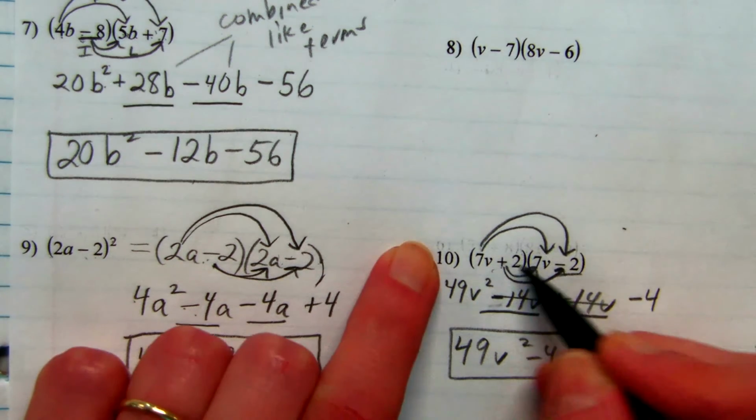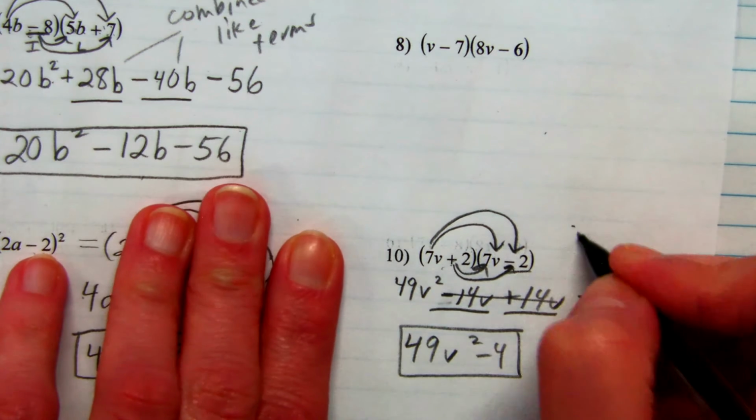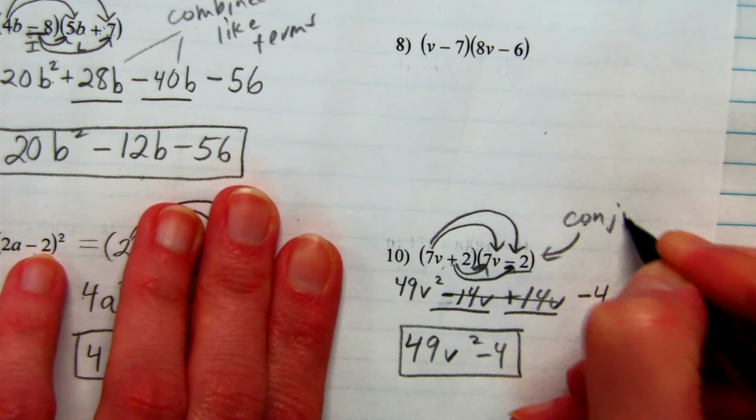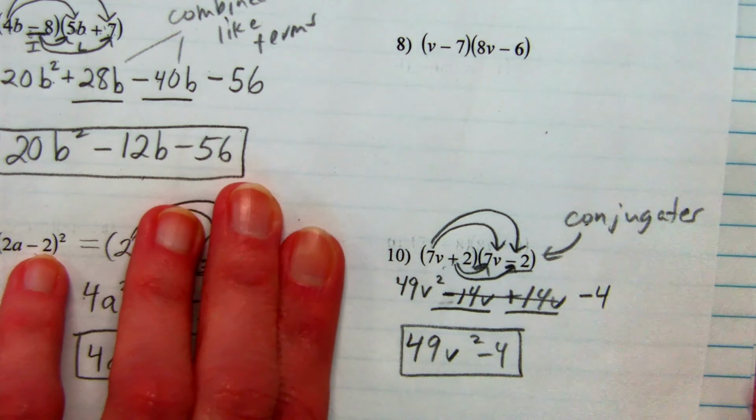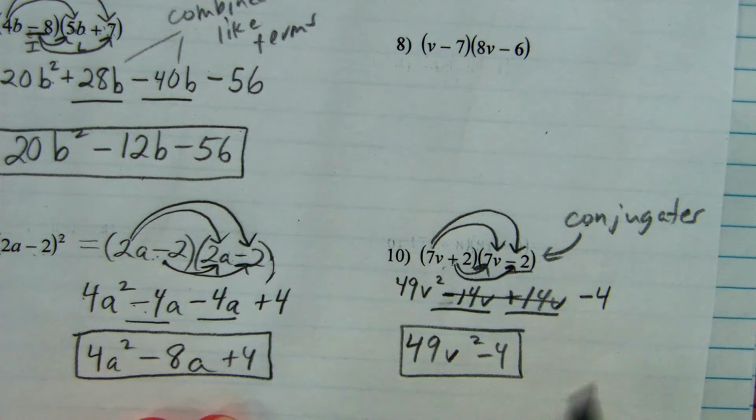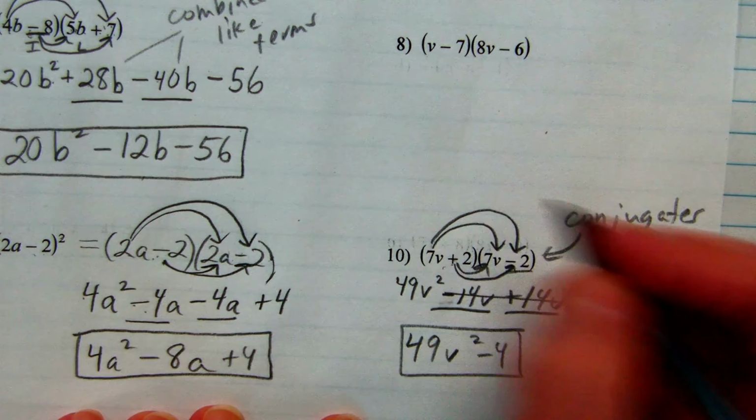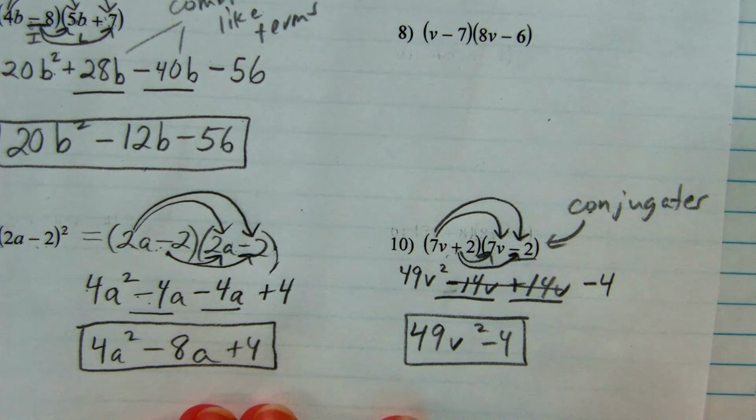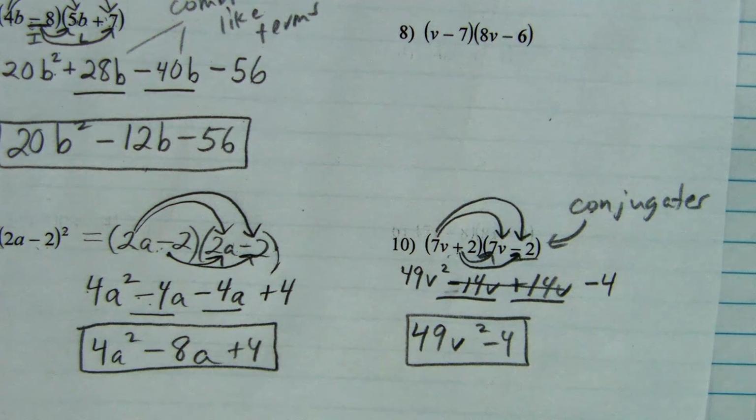So these two binomials that we have right here are called conjugates. It's not important that you memorize that right now, but it's just a special case. They also call this a difference of squares, which we'll get into more when we are factoring.